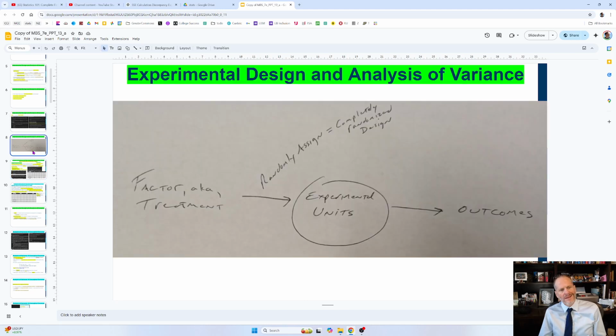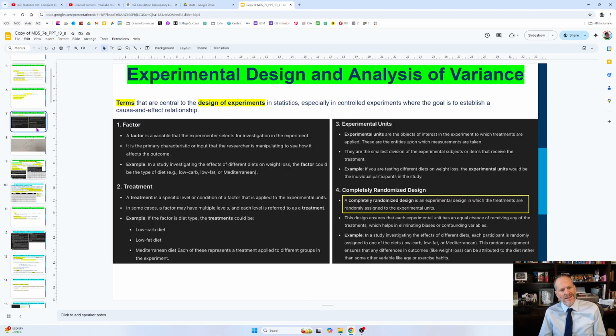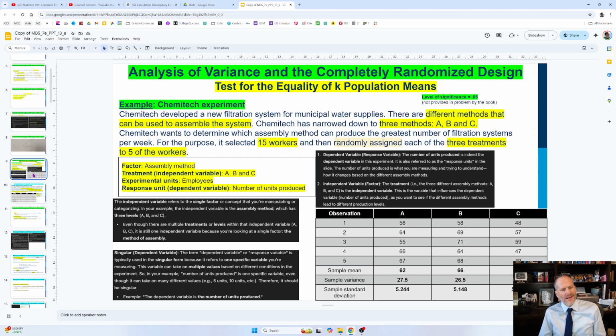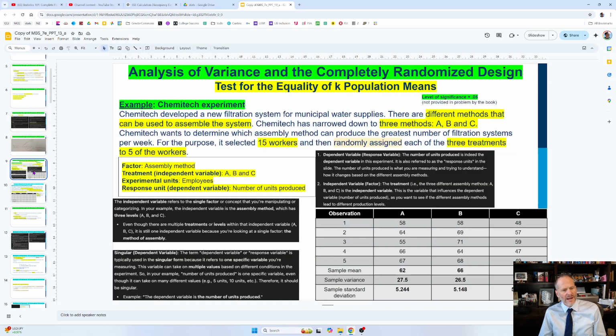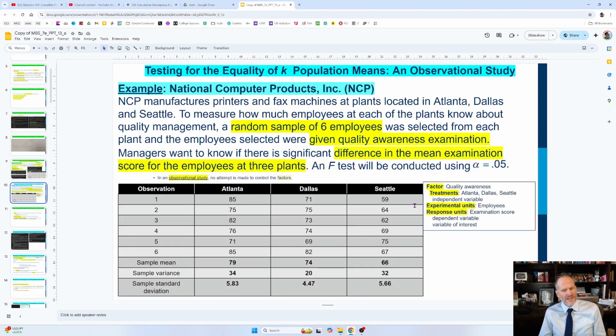And we saw this diagram here, and we saw this right here, and the terminology of all of that. It's really good to familiarize yourself with the terminology: factor, treatment, experimental units, completely randomized design, and that diagram, and then an example of that here, and an example of that here.